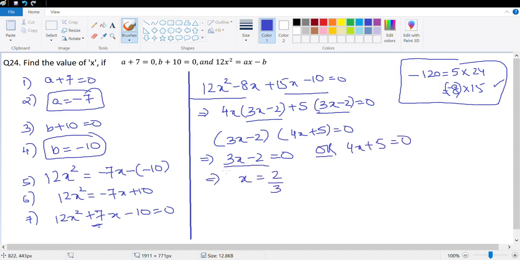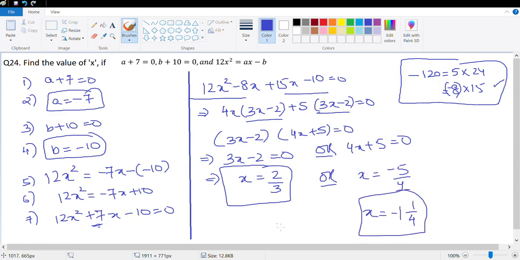That's one solution. Or x is equal to negative 5 by 4. We should write it in the mixed fraction form. So negative 1, 1 by 4. So these are the two solutions. X is equal to 2 by 3 or X is equal to negative 1, 1 by 4. Good. Let's look at the next question.